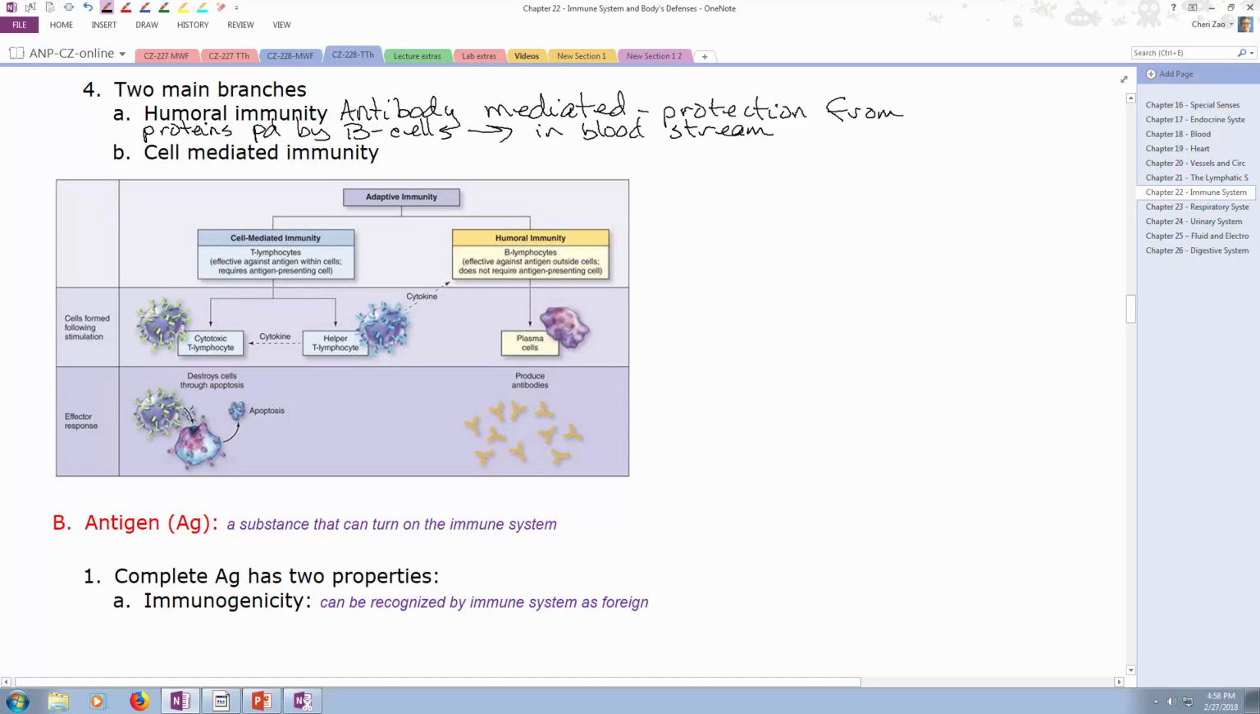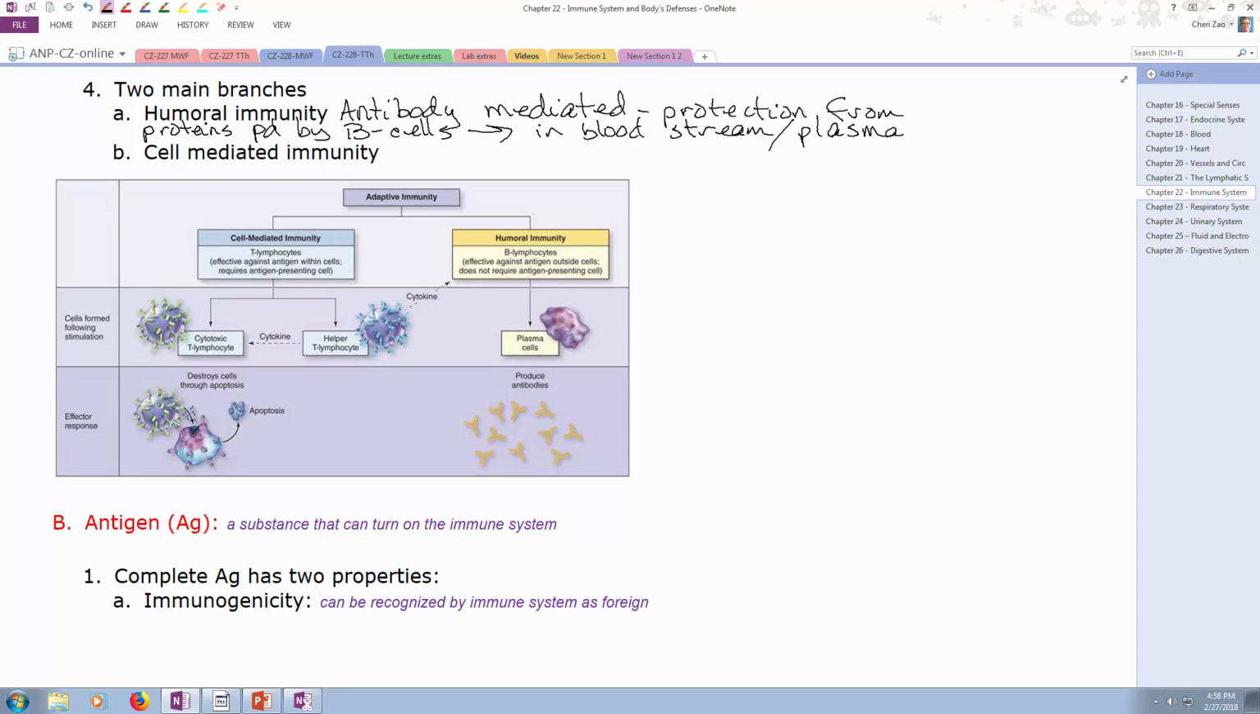And because they're in the bloodstream, or plasma more specifically, remember, plasma is always going into the interstitial spaces too. So anything that is plasma related is taking these plasma proteins with it. And that's why it's called humoral.